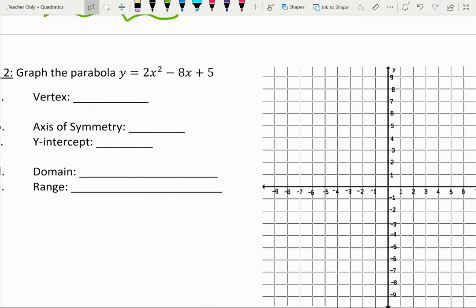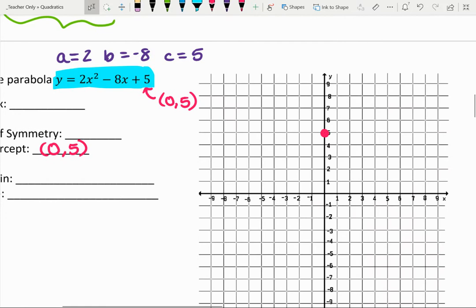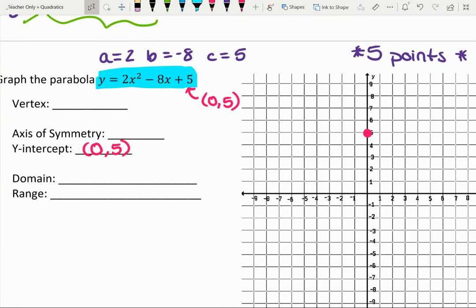So we're going to graph the parabola y equals 2x squared minus 8x plus 5, starting with the vertex. So our a value is 2, our b value is -8, and our c value is 5. Actually, I don't have to start with the vertex. I'm going to start with my y-intercept, 0, 5. I can record that as my y-intercept, and I can even just plot that point, 0, 5. Now remember, I suggested that you really do need 5 points to graph a parabola. So we'll keep that in mind as we go.